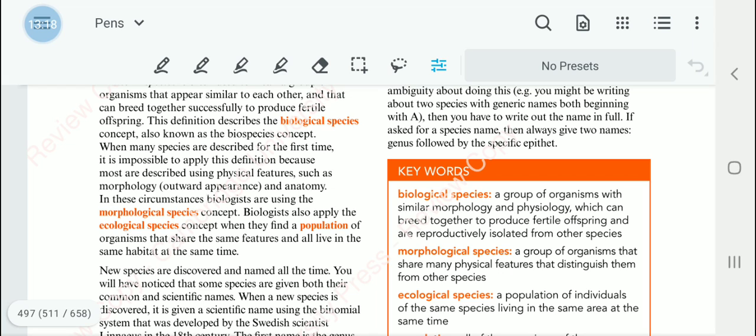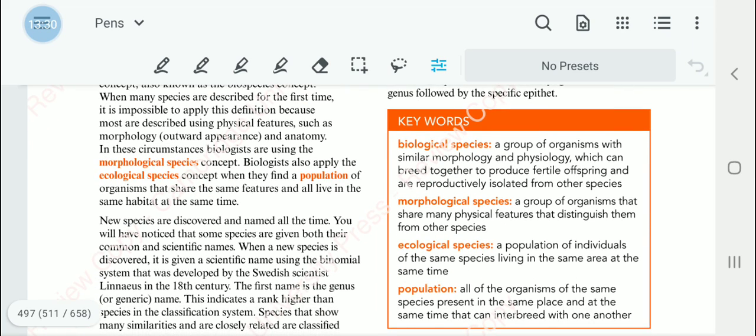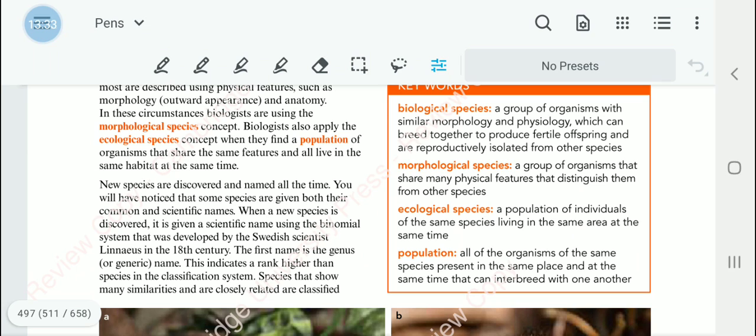Number two, morphological species. A group of organisms that share many physical features that distinguish them from other species. Number three, ecological species. A population of individuals of the same species living in the same area at the same time.